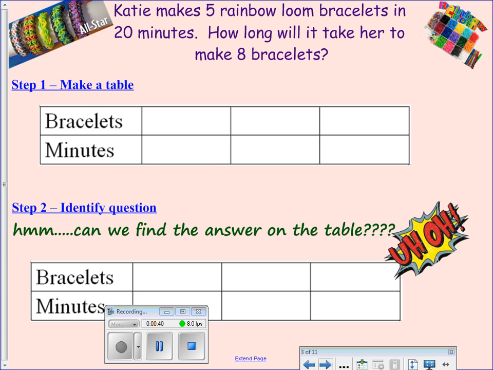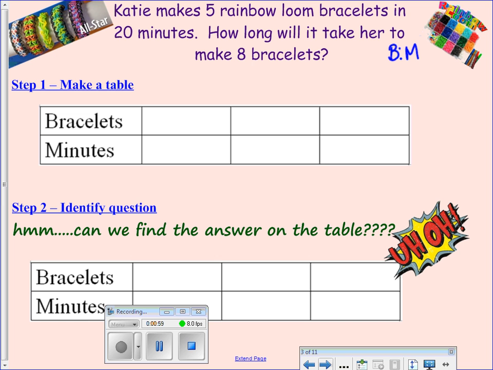Katie makes 5 rainbow loom bracelets in 20 minutes. How long will it take her to make 8 bracelets? So the first thing we do is identify our ratio. What are the two things being compared? 5 bracelets.